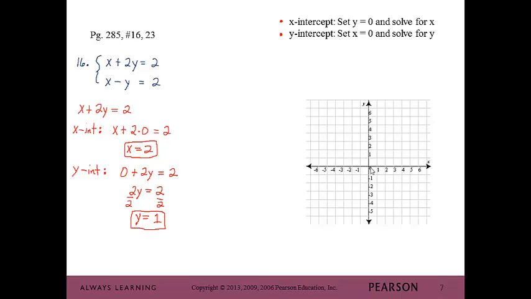So come over to the x-axis and put a point where you see 2. And then on the y-axis, put a point where you see 1. Then connect your points to make your line.